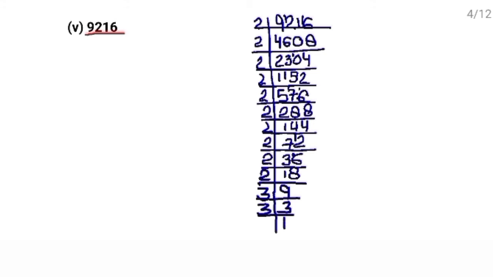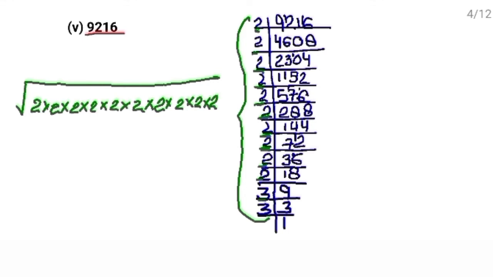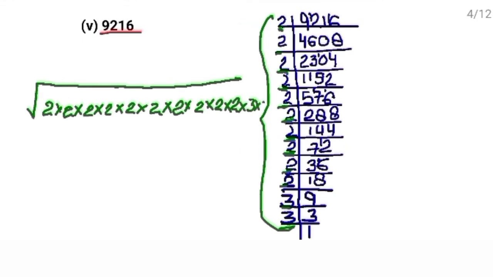Students, this is the prime factorization method, so you will always use prime numbers only, right? So these are the prime factors. Write it in the symbol of square root because you are finding square root. How many times are we getting 2? 1, 2, 3, 4, 5, 6, 7, 8, 9, 10. So 2 multiply 2 multiply 2, ten times. Then we have 3 multiply 3.